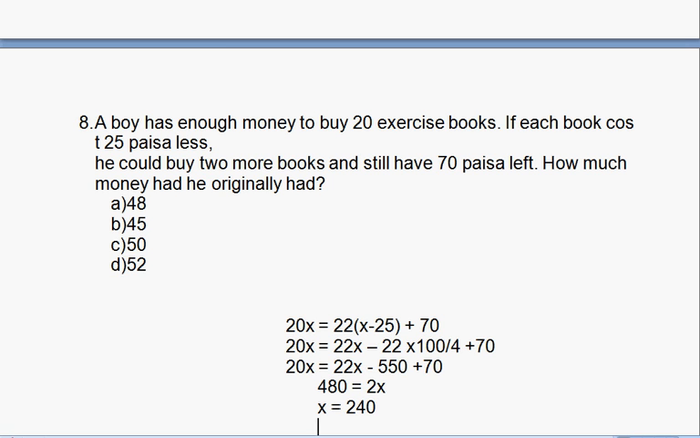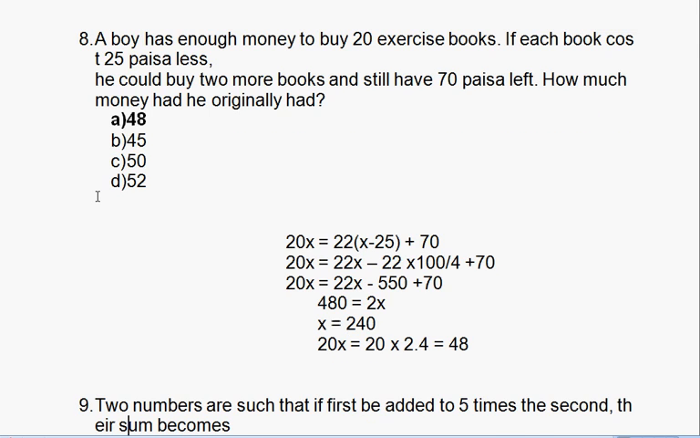So total money he had was 20x, which is equal to 20 into 2.4, because our answer is in rupees, so we will multiply it by 2.4, and it comes out to be 48. So our answer is 48. Very simple question in one variable. This might be a probable question in our exam.